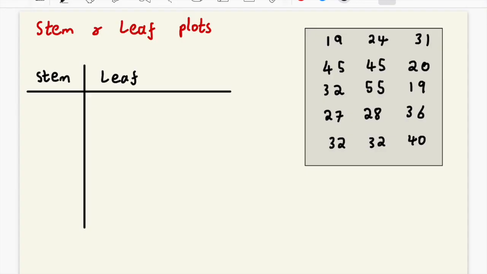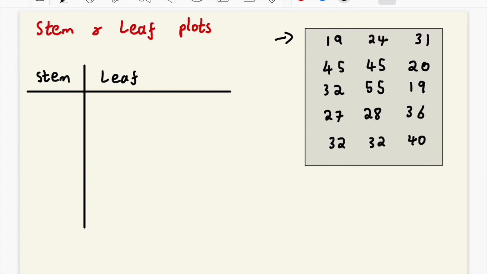Okay, so in today's video we're going to look at stem and leaf plots and how you fill them in. So let's say we have our data over here in this box, and let's say this is a survey of the age of a group of people. So we have people who are 19, 24, 31, 45, 45. So each of these numbers represents one person and their age. And we want to fill this in on the stem and leaf plot.